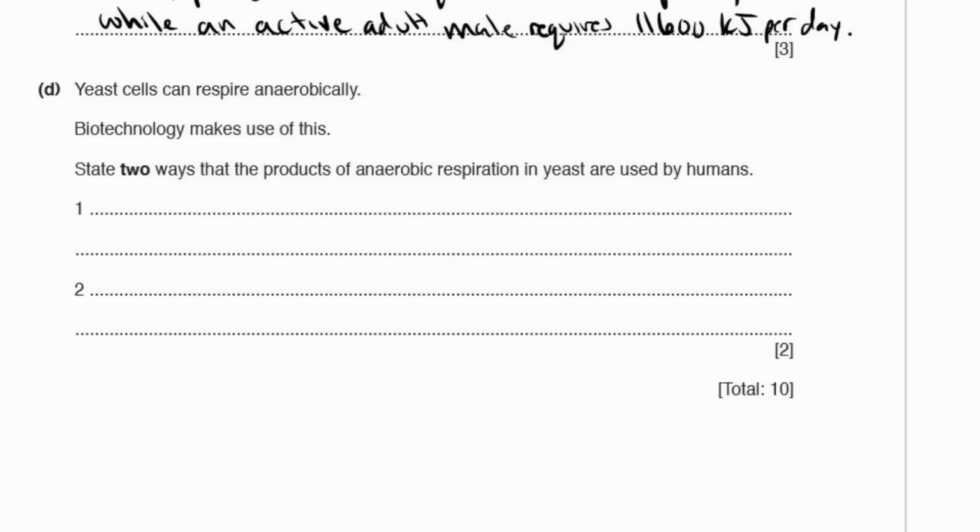D. Yeast cells can respire anaerobically. Biotechnology makes use of this. State 2 ways that the products of anaerobic respiration in yeast are used by humans. Baking bread, so it makes the dough rise. And another one is brewing of alcohol. And another one is biofuels, creating new fuels out of things that are not fossil fuels.